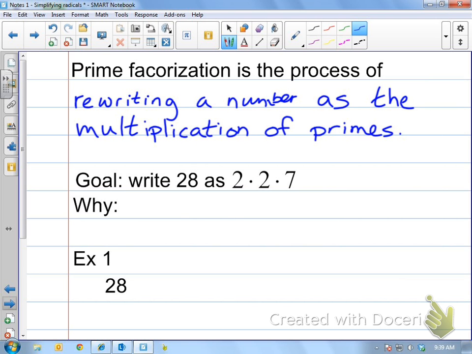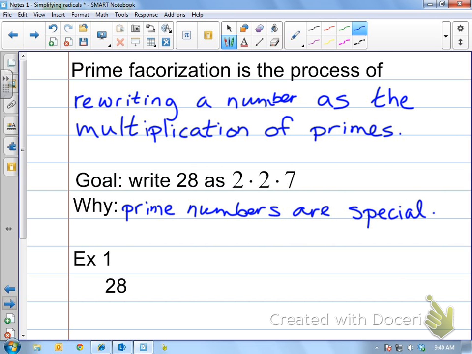So the reason we want to write 28 as 2 times 2 times 7 is because prime numbers are special. They have special properties that make it so we can do some things mathematically that we couldn't do with, this is called a composite number with 28. Composite is just anything that's not prime. Okay, so the reason why is because prime numbers are special, so it makes it easier, not in all cases, but for what we're going to do later today, especially, it makes our life easier.